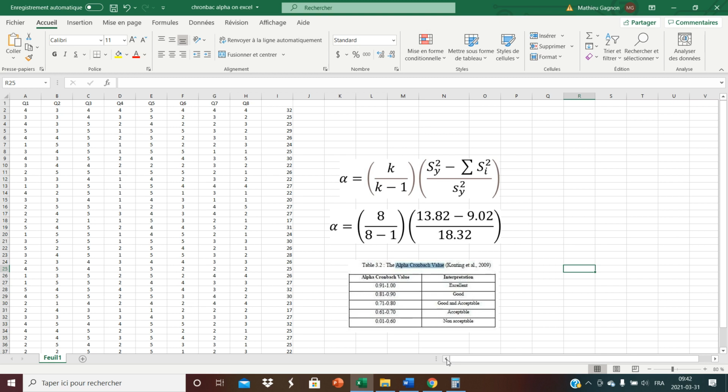And so that's what we're going to do in report 4. We're going to assess internal consistency. Donc dans le rapport 4, on va mesurer la consistance interne de notre mesure avec l'alpha de Cronbach. With the Cronbach alpha.